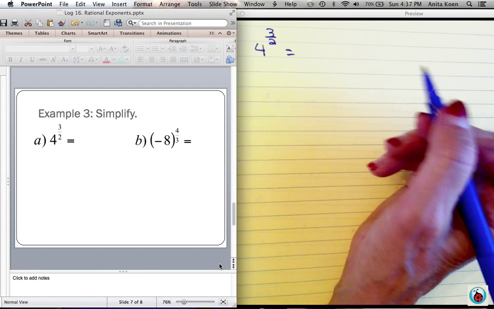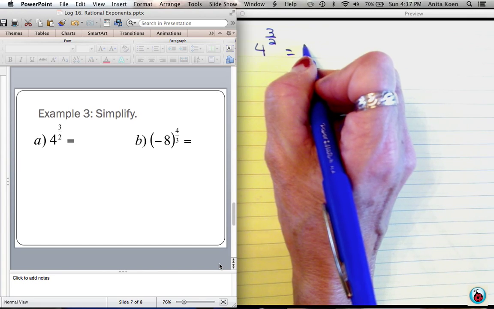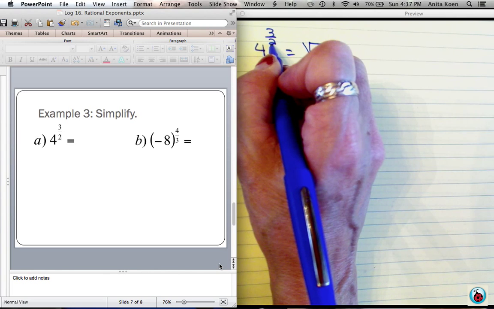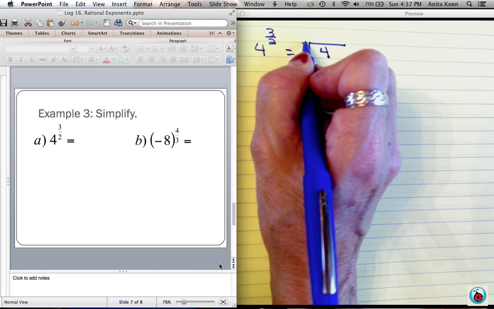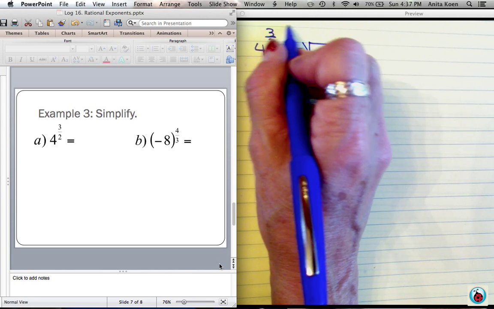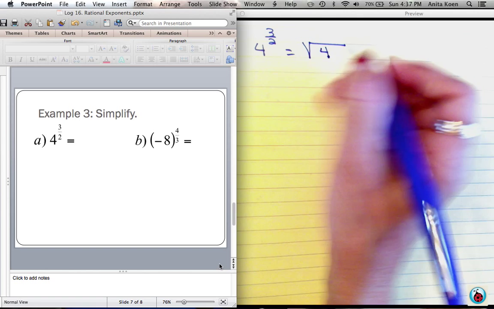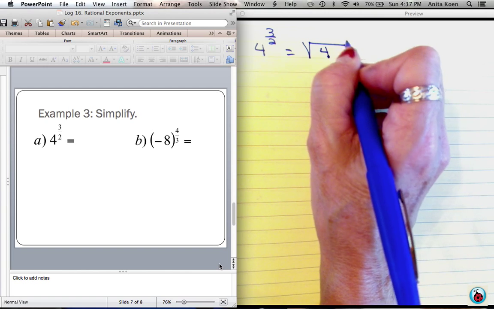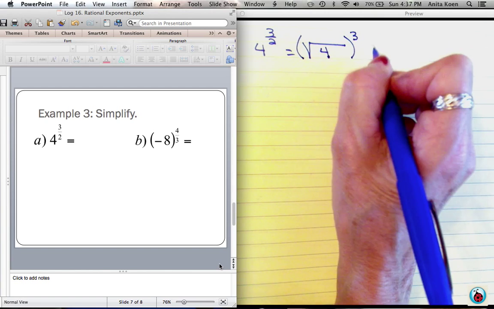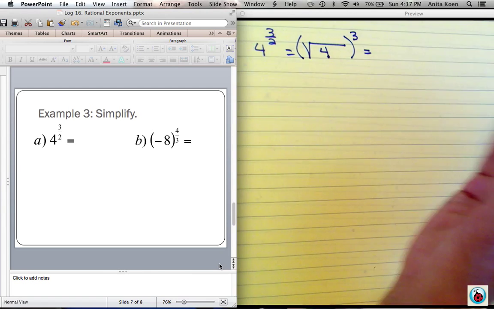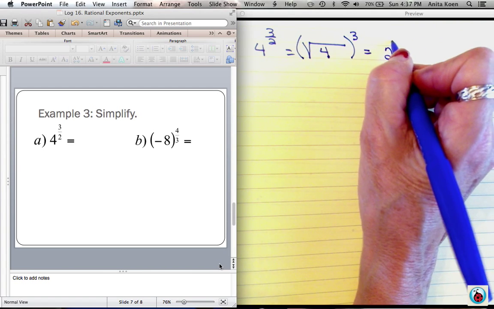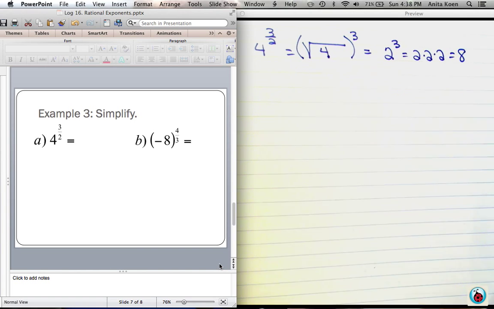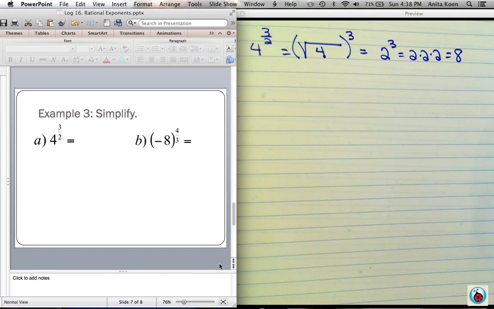The first thing I'm going to do is rewrite this. It says simplify, so I'm going to rewrite this as a radical. The base is 4, so that becomes the radicand. The denominator is 2, so the index here is 2. And the numerator here is 3, so the exponent is 3, and I have to decide whether to put it inside or whether to put it outside. Well, I know what the square root of 4 is, so I'm going to take the square root of 4 first, and then I'm going to cube it. So the square root of 4 is 2, and then I cube 2, and that's 2 times 2 times 2, which is 8. So 4 to the 3/2 power is 8.